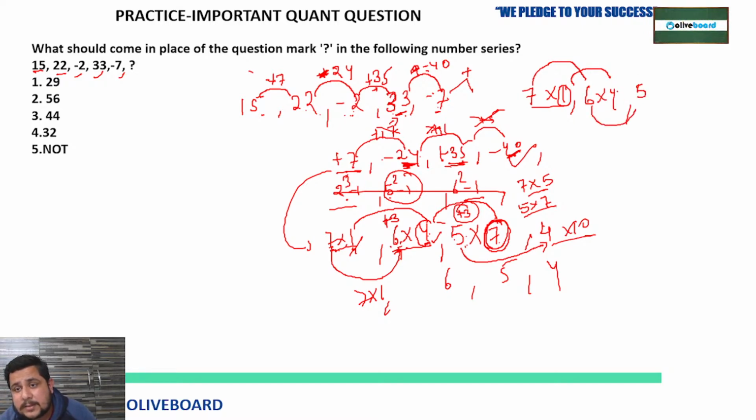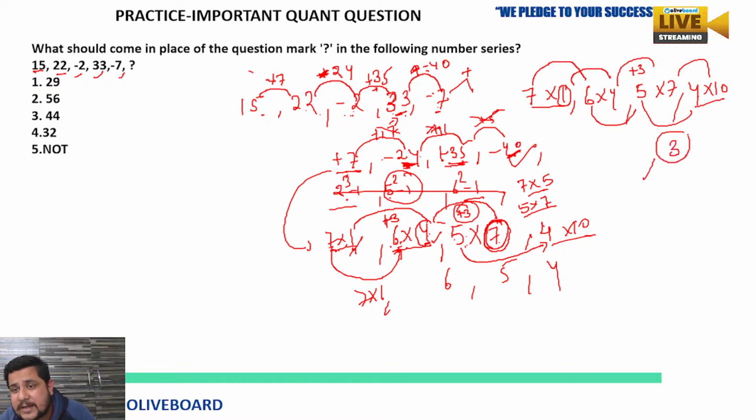Now 6 to 5, one place down. Now the second value will increase by 3 places. So 4 plus 3, 7. 5 multiply 7. Now 5 to 4. Now 7 plus 3, 10. So 4 multiply 10. In a similar way, 3 will be the next value, one less than the first value. 4 multiply 10, these are the factors.